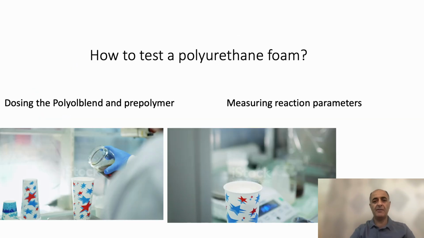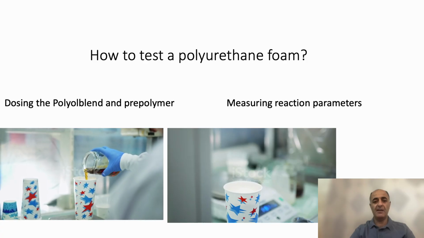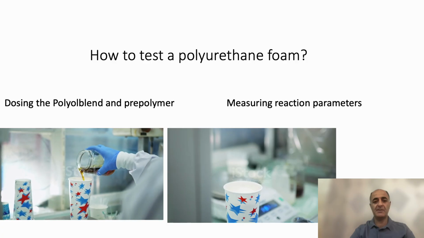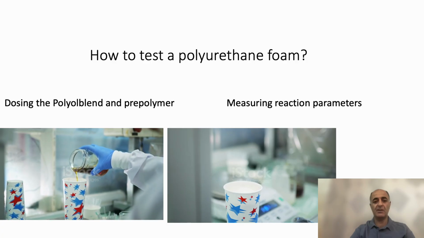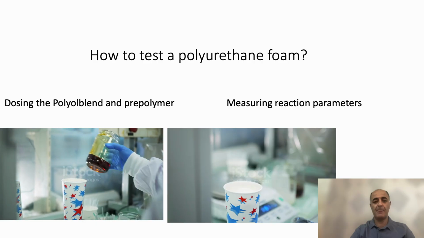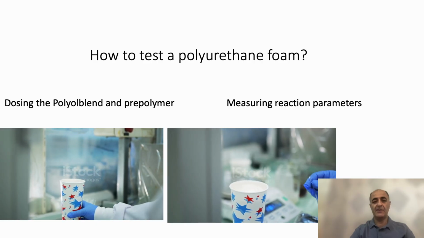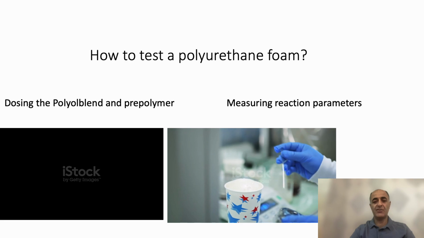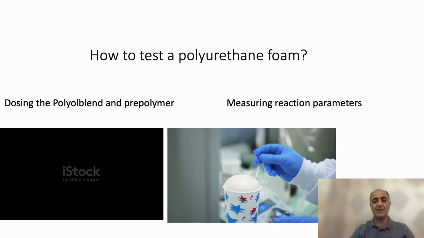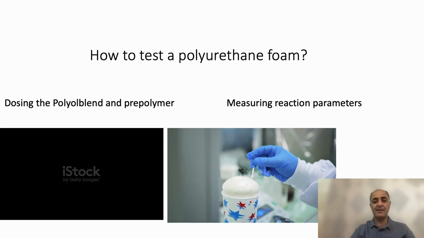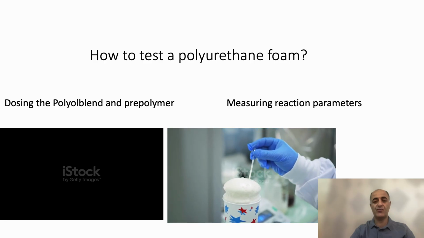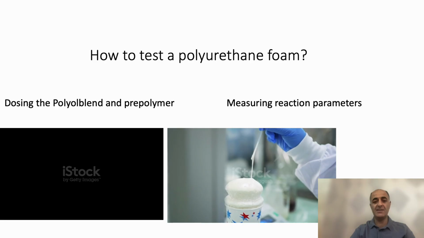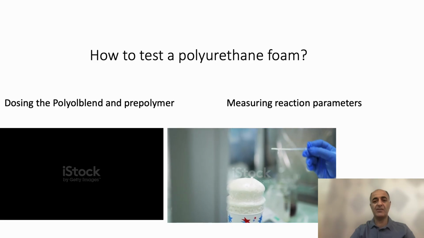How to test the polyurethane foam? In these 2 videos, you can see how the polyurethane foam is prepared in the lab. In the left video, the expert is adding the prepolymer onto the polyol blend inside a cup. And on the right side, he or she is putting a stick inside the foam and detecting when a string is observed. And this time is the string time.